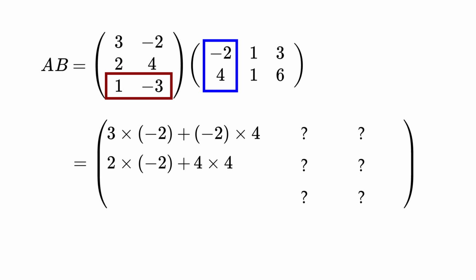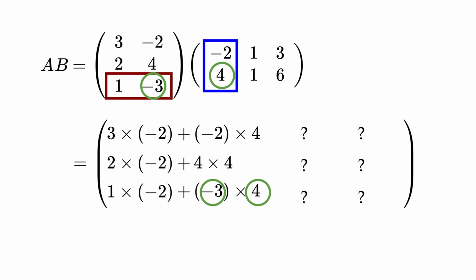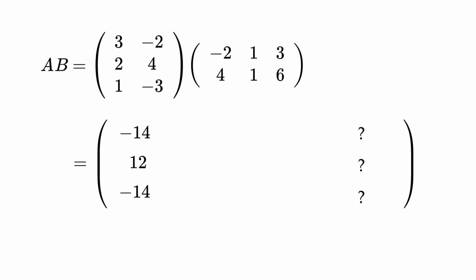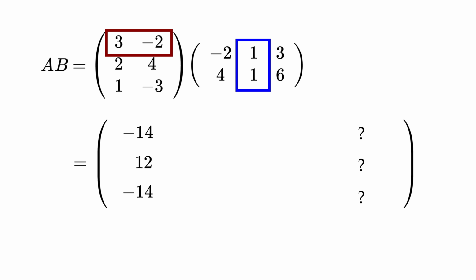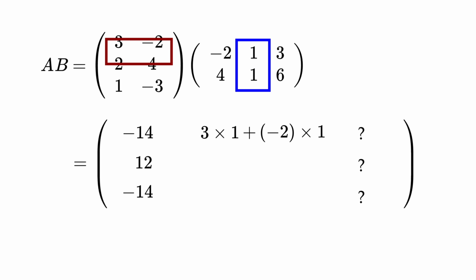Finally, we consider the third row. That will be now 1 times -2, and we add -3 times 4. We simplify to obtain these values. The next step is to consider in matrix B the second column, and we start from matrix A with the first row. So we have 3 times 1 plus -2 times 1.